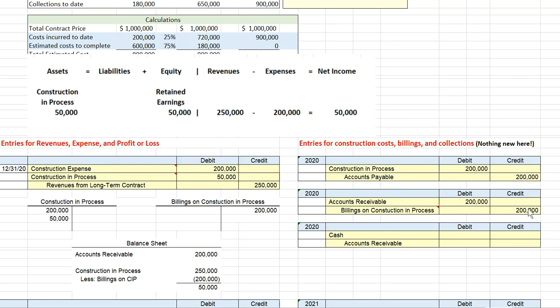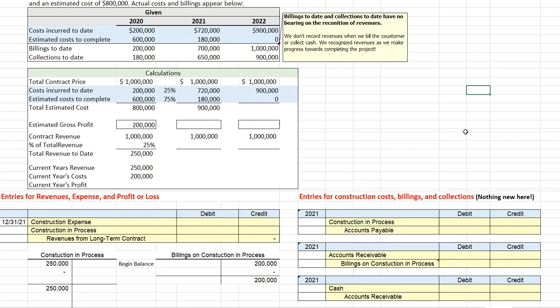But since we've billed our customer $200,000, we essentially shift $200,000 in assets from construction in process up to accounts receivable. And of course, whenever we collect on receivables, we debit cash and we credit accounts receivable. Let's go ahead and take a look at our entries for the second year of our contract.